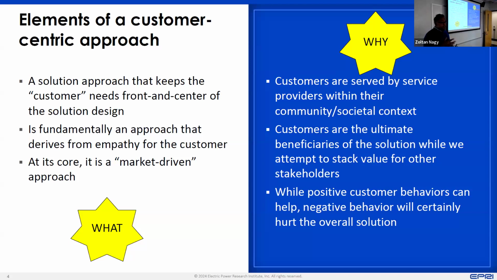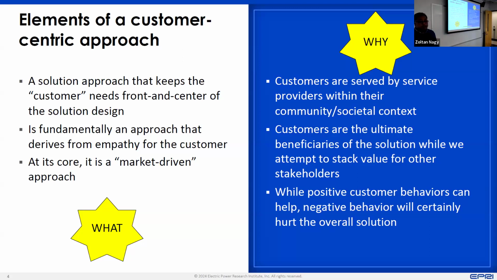Let's talk about customer centricity as defined by the research that we do. A solution is considered to be customer centric if it places the customers' needs front and center. That means that however broadly you define the customer, their needs have to come first. It's not the technology that drives the solution. It's not the utility, not the power company, not the grid, not some amorphous entity. It is the people in the community that it's serving, their interest that's driving the solution first.